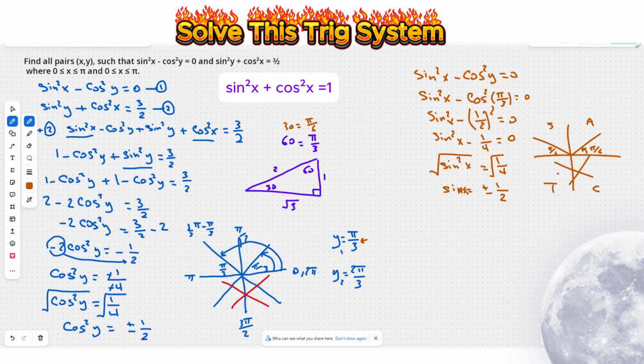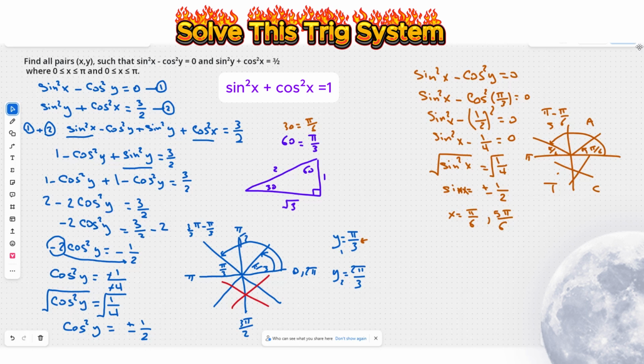Now the first angle would be pi over 6 for x. And then for the second angle, you go all the way to pi and take away pi over 6. And you know pi is the same as 6 pi over 6, minus pi over 6. And therefore the second angle is going to be 5 pi over 6.